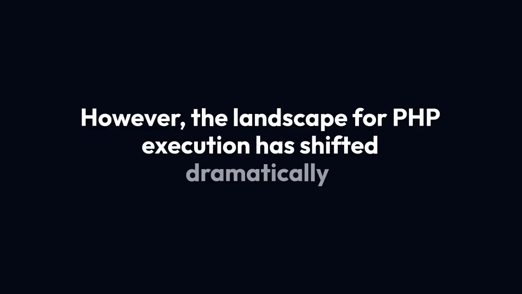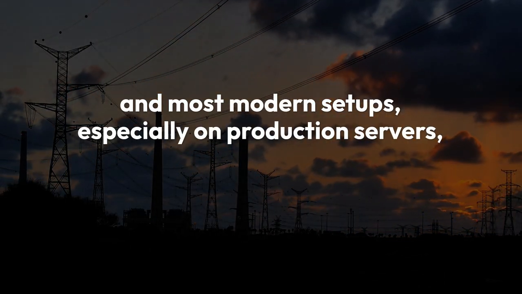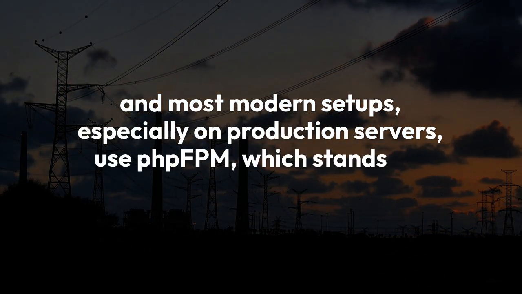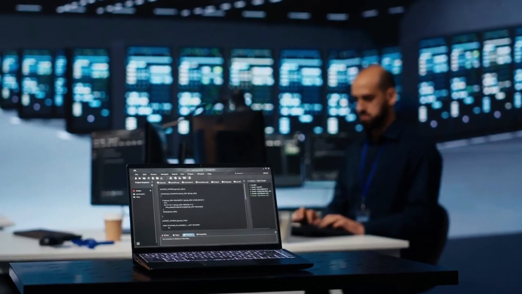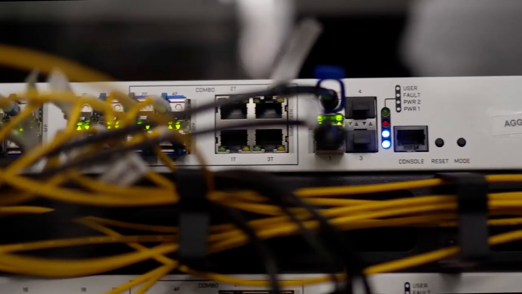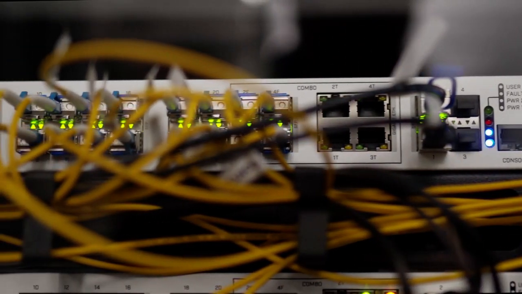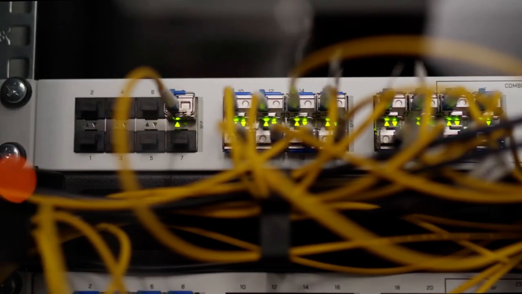However, the landscape for PHP execution has shifted dramatically, and most modern setups, especially on production servers, use PHP-FPM, which stands for PHP FastCGI Process Manager. PHP-FPM runs PHP as a completely separate process pool. Apache, in this setup, acts as a reverse proxy or a gateway, forwarding requests to the PHP-FPM service.